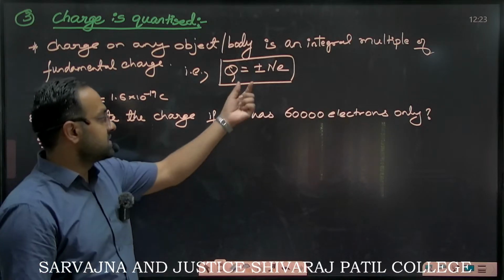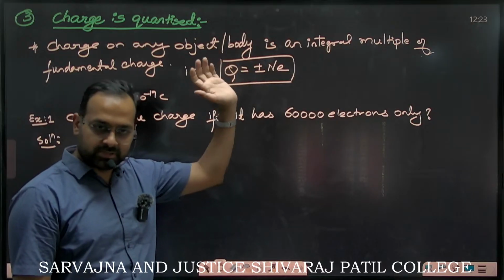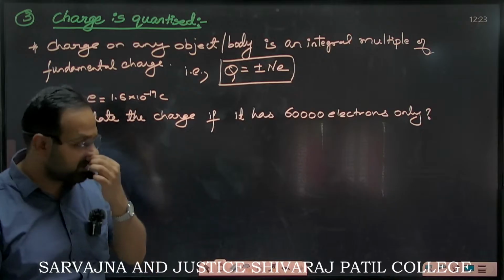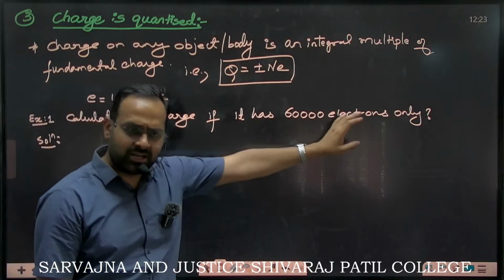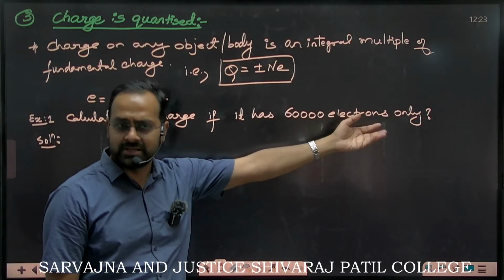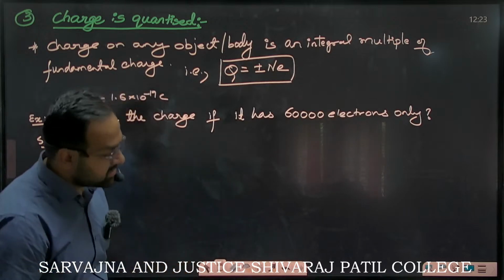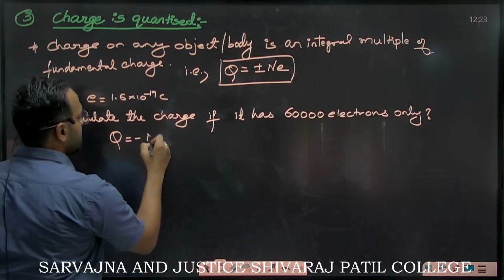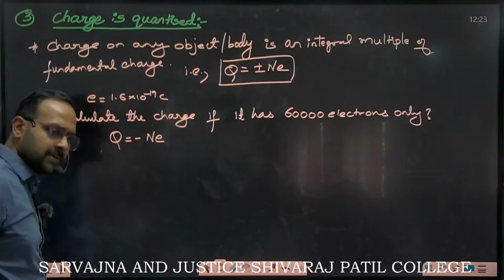When do we use plus? We use plus when it is a positively charged object. We use minus when it is a negatively charged object. So in this, because it only contains electrons, right? So this is a negatively charged object. So charge formula Q will be equal to minus n into E.